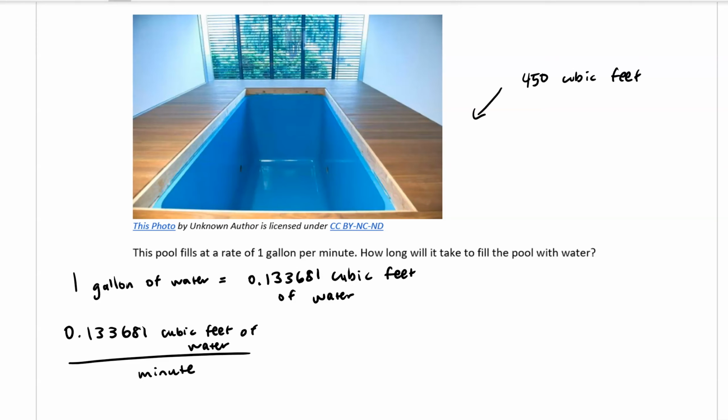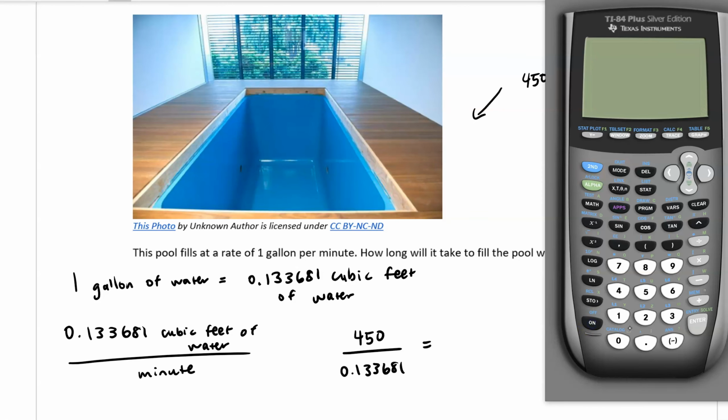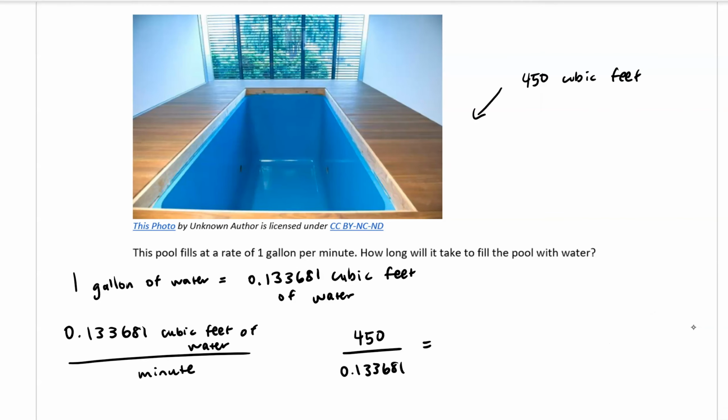So in order to figure out how long it's going to take, we want to divide 450 by 0.133681. And so if we do that, 450 divided by 0.133681 is, oh wow, that's a long time. So approximately 3,366 minutes. So that is the amount of time it will take to fill this pool.